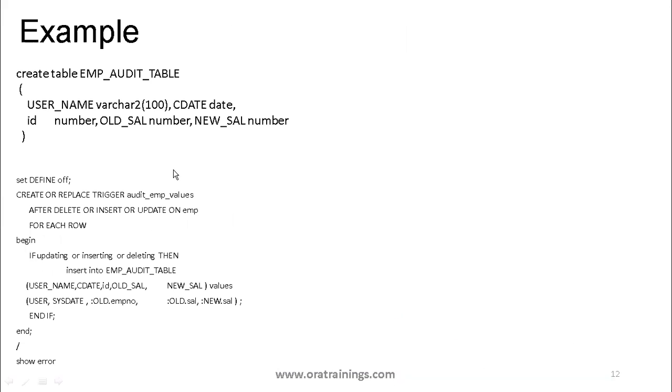In this one, I just created a table called EMP audit table. So create or replace trigger after delete or insert or update. Whenever you're performing any DML operation on this particular table, I just want to insert data into this audit table.